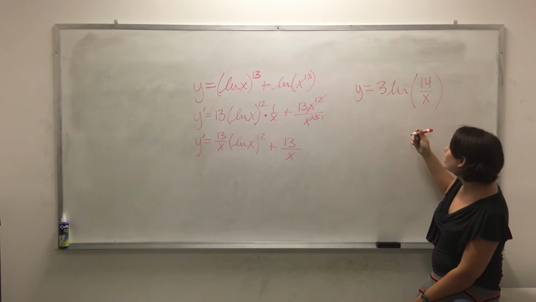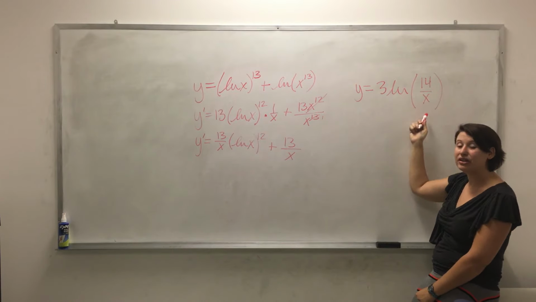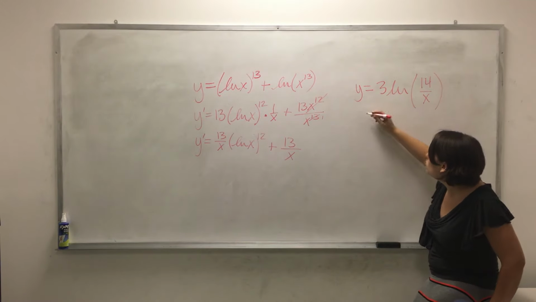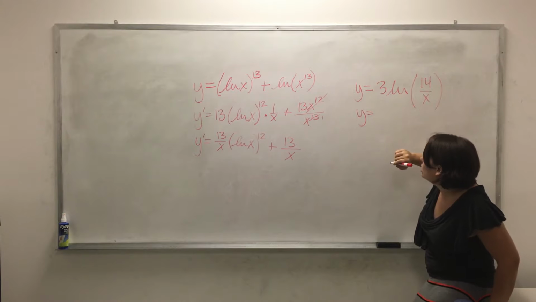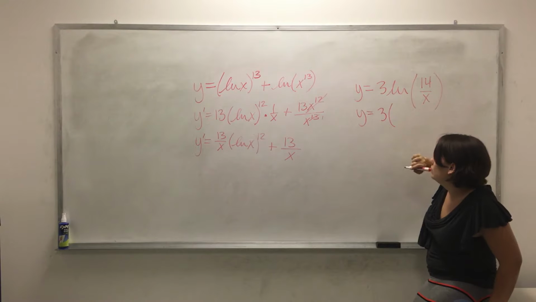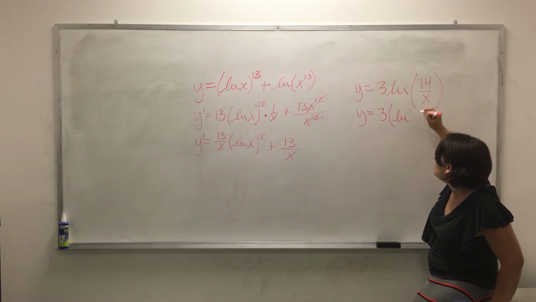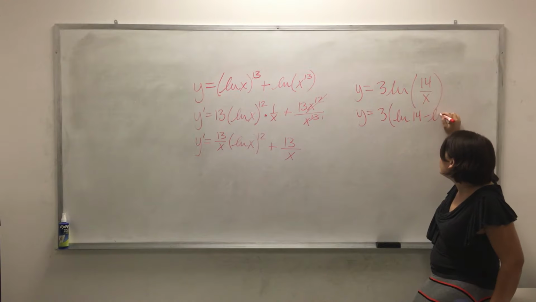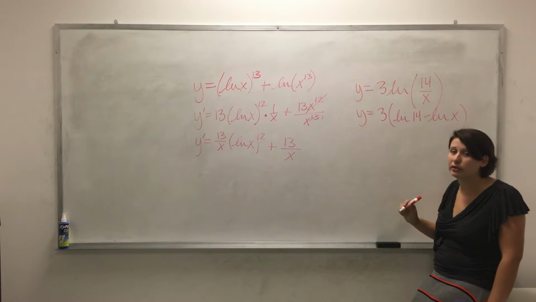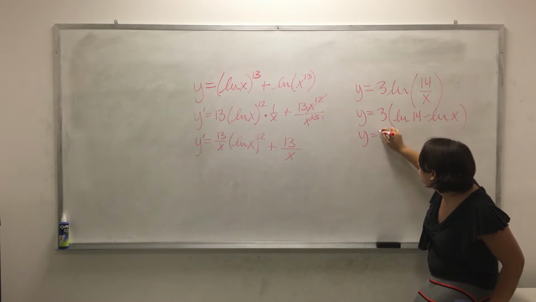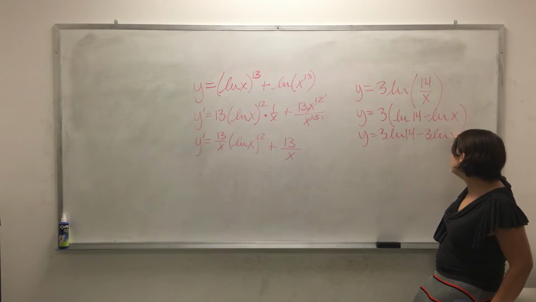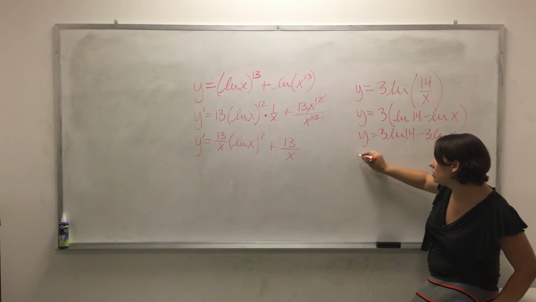So, the simplification that we need to do is we need to recognize division on the inside means subtraction on the outside. So, just algebra, no calculus yet, we rewrite the 3 on both of them. So, ln of the top minus ln of the bottom, okay? Then go ahead and distribute the 3 through. So y is equal to 3 ln of 14 minus 3 ln of x. Now we can take the derivative.